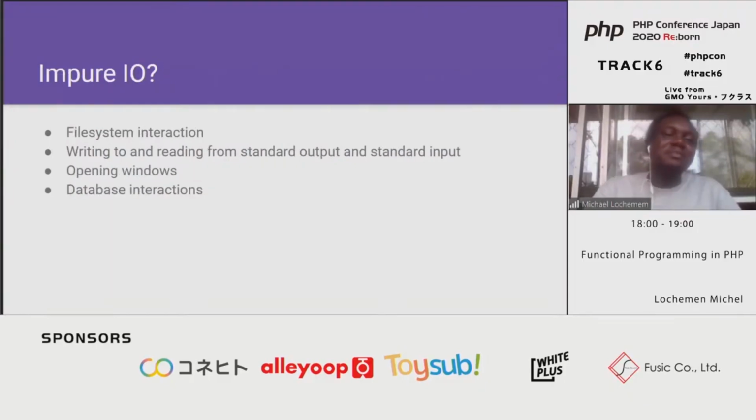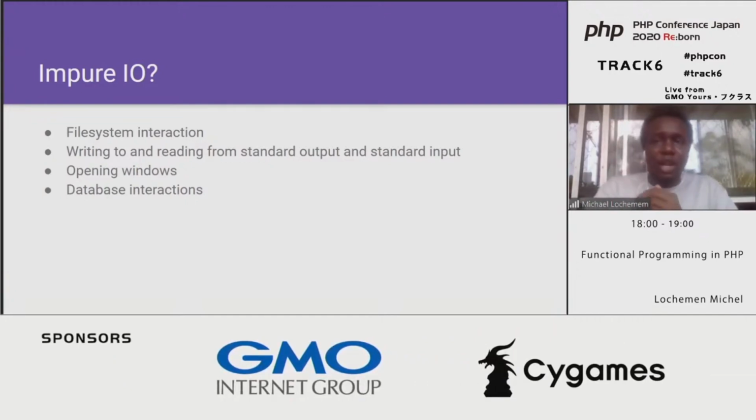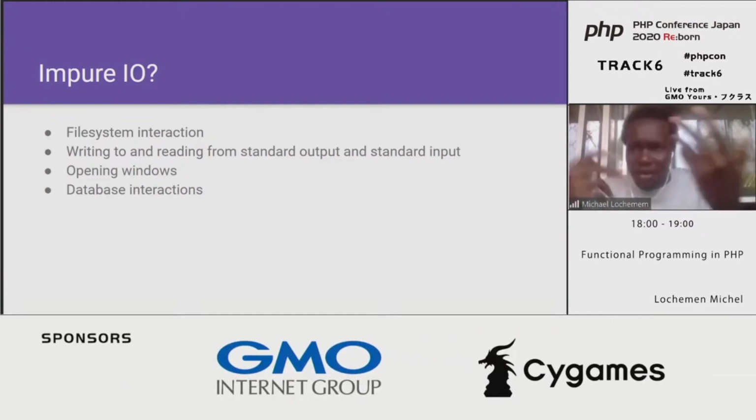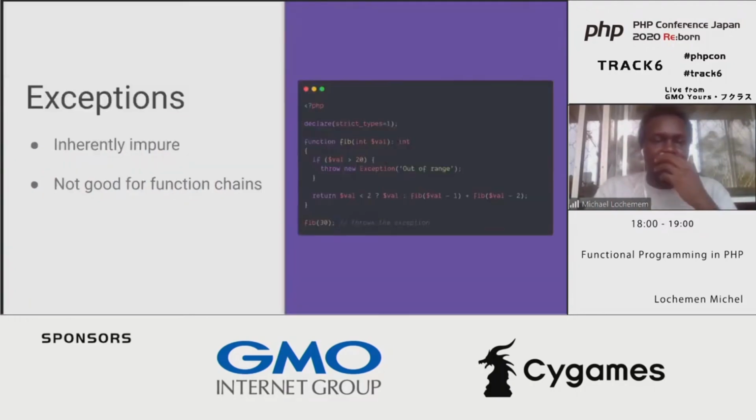Okay. So what about this impure I/O? What could you describe as impure input-output? File system interactions. Read from file, write to file, write to standard output, read from standard input, right? That type of thing. Opening windows, right? Database interactions, database connections, those kinds of things are all impure input-output, right?